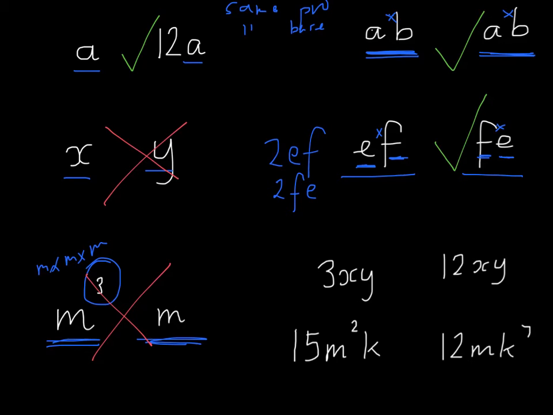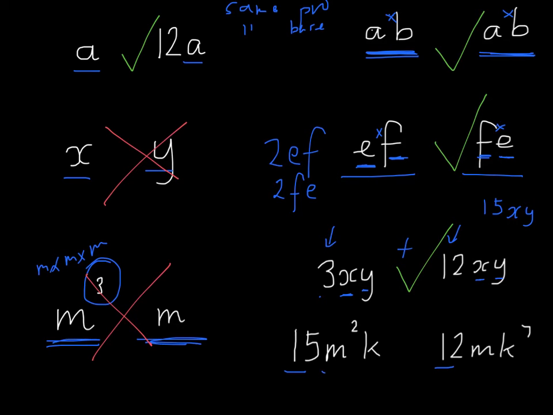Next one, 3XY and 12XY. The key with this one to remember is it doesn't matter if there is a coefficient, a number before the pronumerals. As long as the pronumerals are the same, which they are, and they have the same base, then they could be combined. So they are like terms. So therefore you could have added those together, for example, and it could have been 15XY. We don't need to worry about the coefficients.